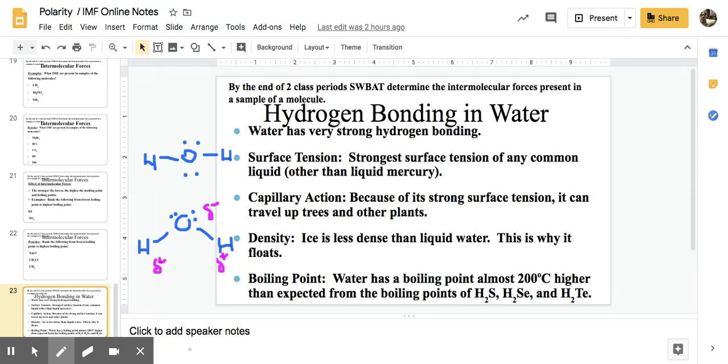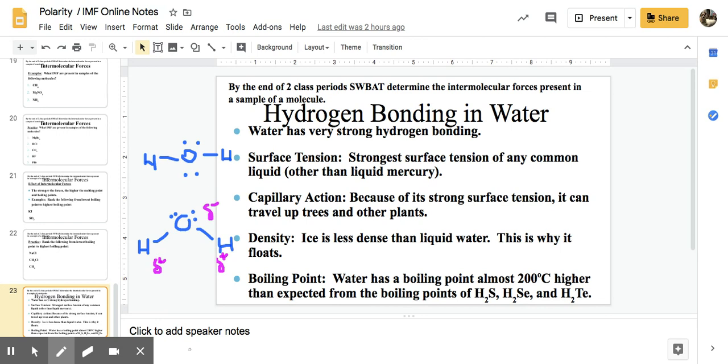Now, density is another thing. You know that solids in general are more dense than liquids, but ice floats in water. And that means that ice must be less dense than water. And that is true. Okay, so for H2O, the solid form is less dense than the liquid form because of hydrogen bonding. The repelling and the shape is going to make the molecules spread out a little bit more.